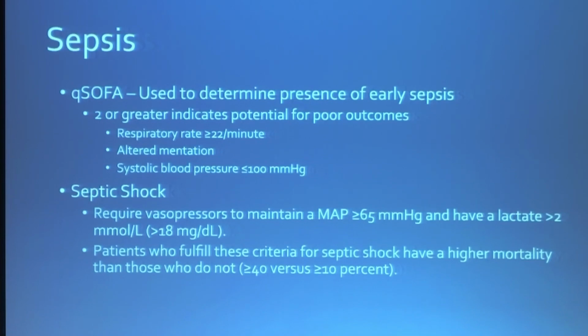Patients who have the criteria for septic shock have a greater mortality rate. So 40% mortality if septic shock, 10% mortality if it's just run-of-the-mill sepsis.